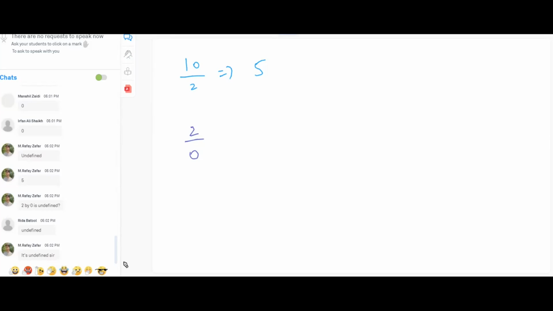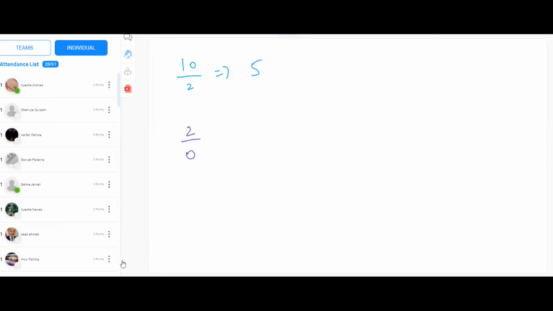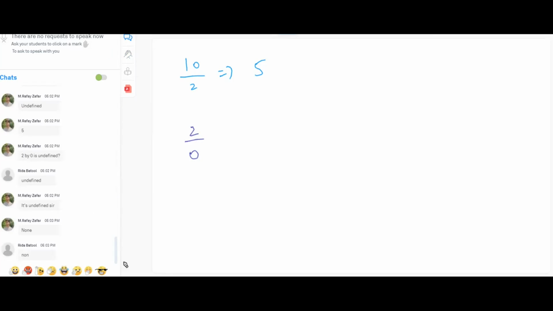Yes, Rafi, you're getting there. So which number do I multiply 0 by to get 2? Does anyone have an answer to this? There's no such number, right? There's no such number which we can multiply by 0 to get 2 as the result. So that is why this thing is undefined. Yes, Rida, that's correct. There's no such number that gives 2, or any number other than 0.